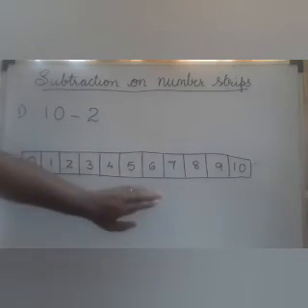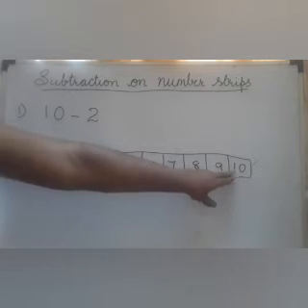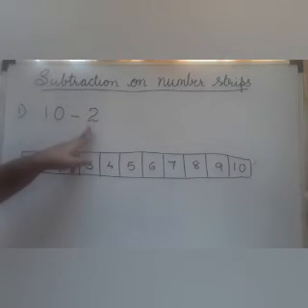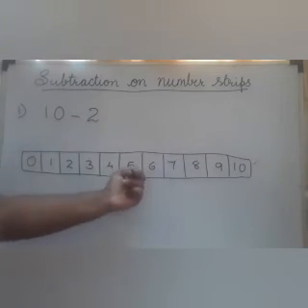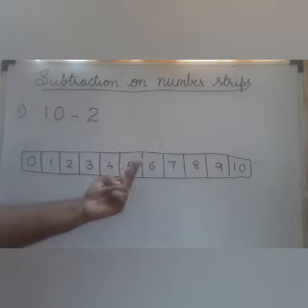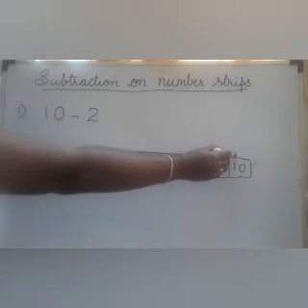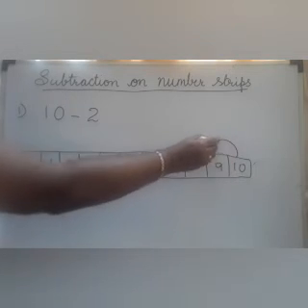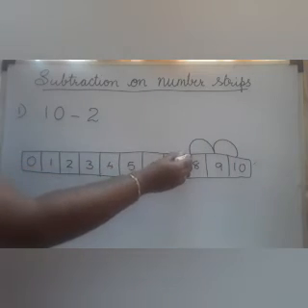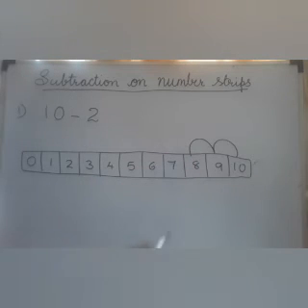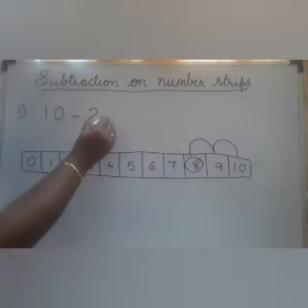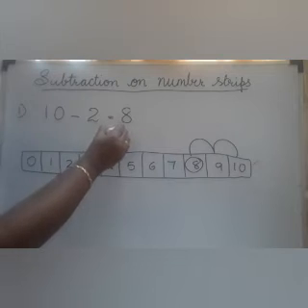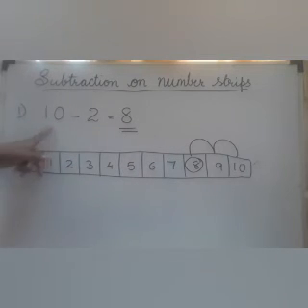Dear kids, listen carefully. From 10, we have to make 2 backward jumps. Let us start the jumping. 1, 2. Dear kids, where are we now? We are at 8. So, what is the answer? 8 is the answer. 10 minus 2 equals 8. Is it clear, my dear kids?